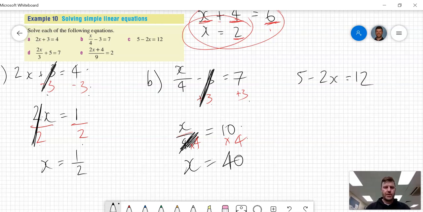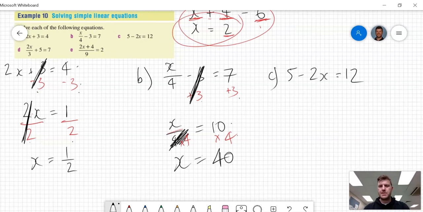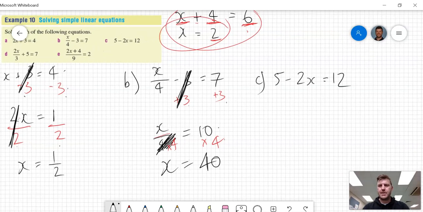The third example I'm going to go through here is 10c, and this time the expression is 5 take 2x equals 12. This time the term involving the variable x is in the second term. It's not the first term on the left-hand side, but things don't change. The term that's furthest removed here is the 5, so I need to remove that first. To get rid of that 5, because it's in fact a positive 5, I need to subtract 5.